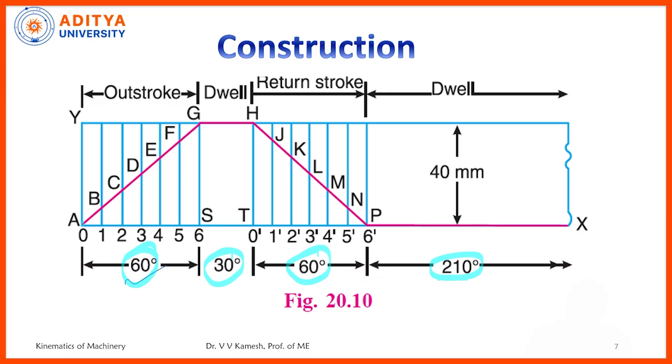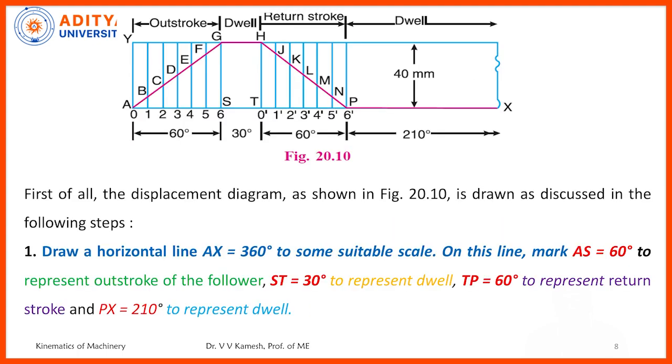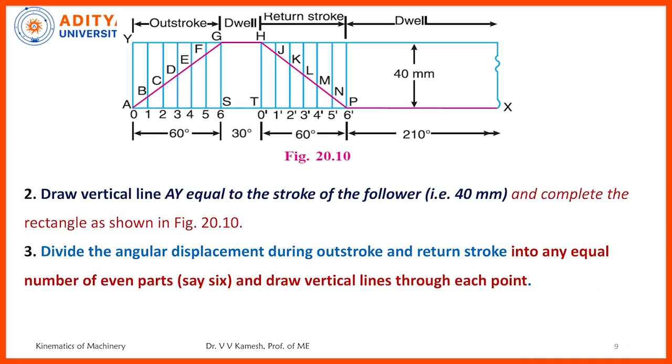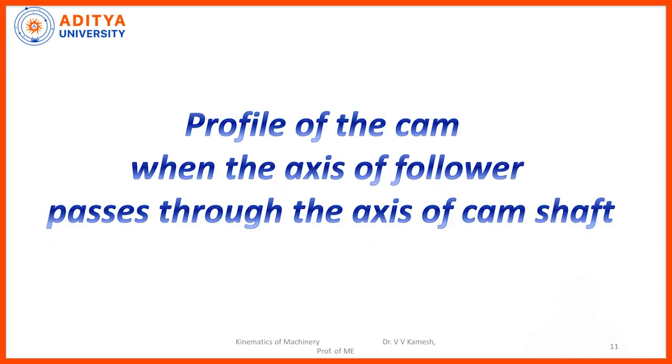So, this A, B, C, D, E, F, G, H, J, K, L, M, N, P, because O means it is starting point. So, the P up to the last. So, this is actually the displacement diagram. We need to transfer this onto cam profile. Now, how to draw this? Okay, this is actually the procedure for drawing the displacement diagram. So, we completed this, right.